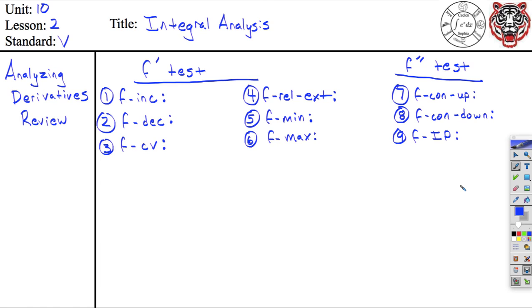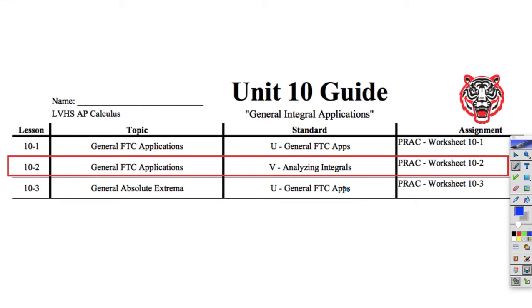This is AP Calculus Lesson 10-2. We are on integral analysis. Okay, so what does standard V mean? Standard V is analyzing integrals instead of talking about the fundamental theorem of calculus.